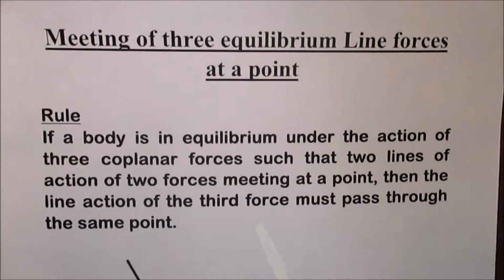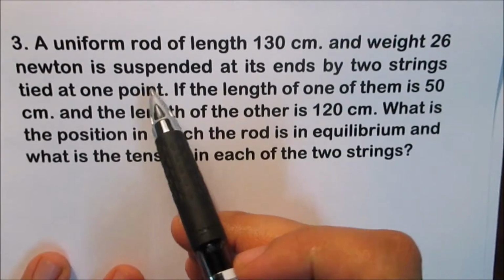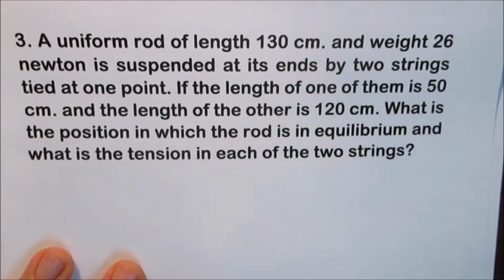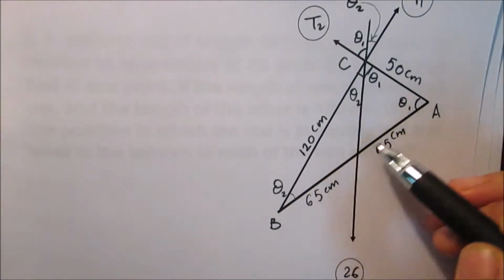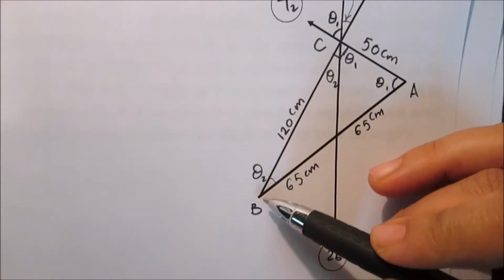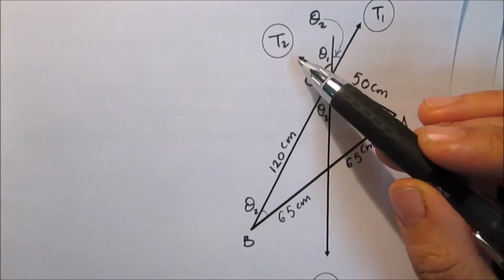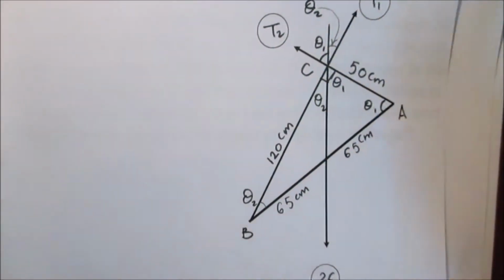Now another example on meeting of three equilibrium line forces at a point. We have a uniform rod of length 130 centimeter and weight 26 Newton, suspended at its ends by two strings tied at one point. So we have a rod of 130 centimeter. It's suspended at its two ends by two strings that meet at a point.